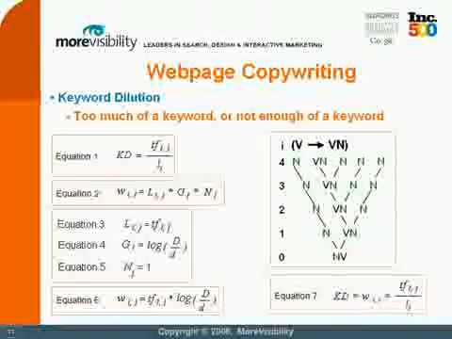Keyword dilution occurs when there are either too many of the same keyword present on the same web page, or when the page doesn't really focus on any keyword in particular. This really ties back into keyword density. However, it's extremely important to note that keyword density is simply a calculation for you and your website, not a standard or a guideline provided by any search engine.